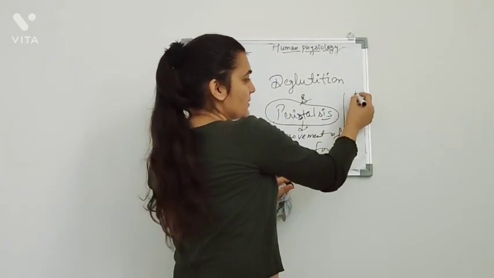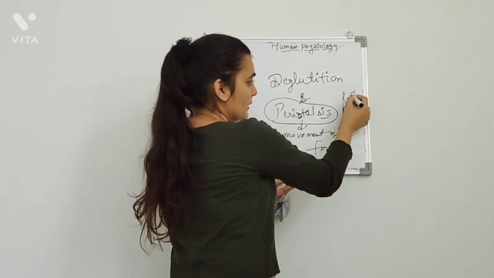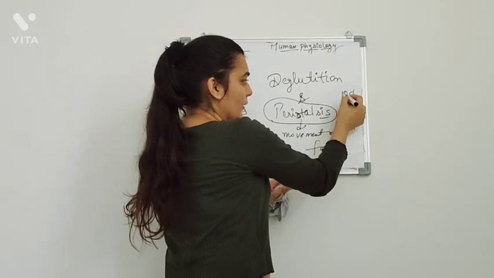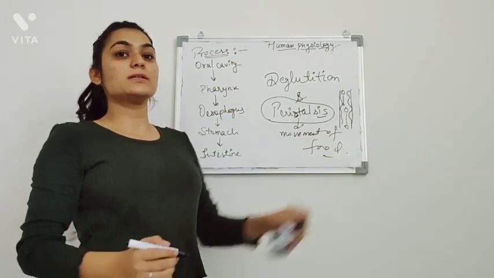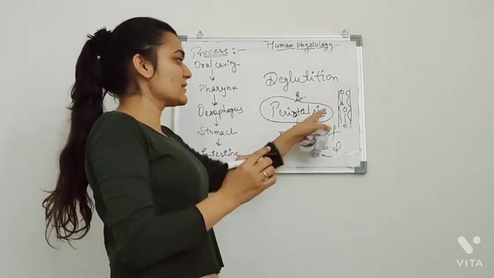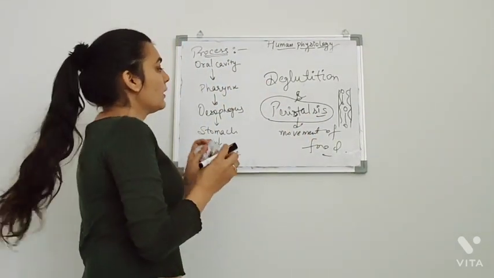You can say that this is the esophagus. It has a movement like this, and food enters the esophagus. This is the peristalsis movement. With the help of peristalsis, the food enters the stomach.